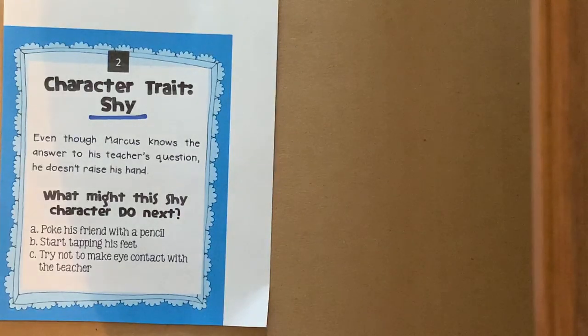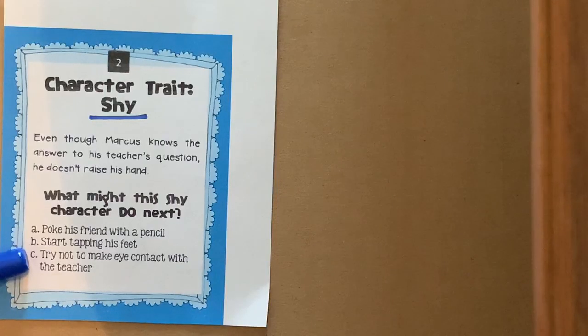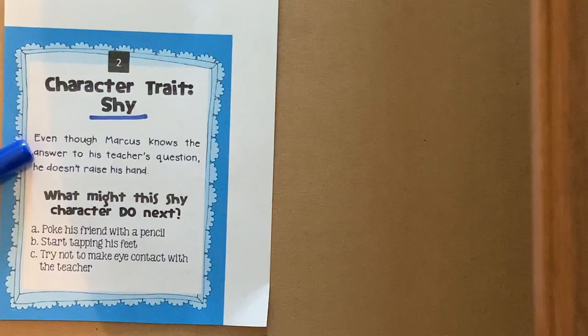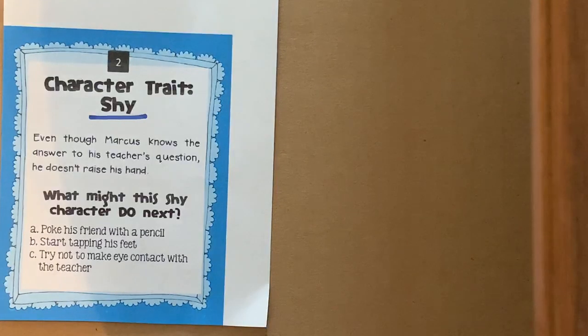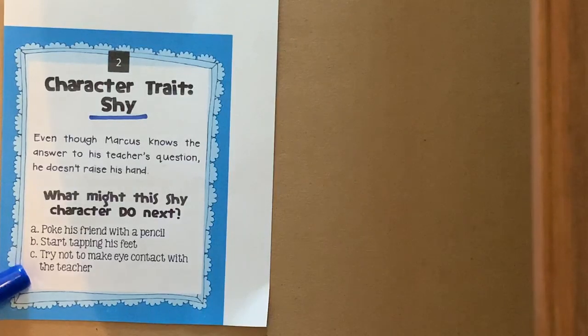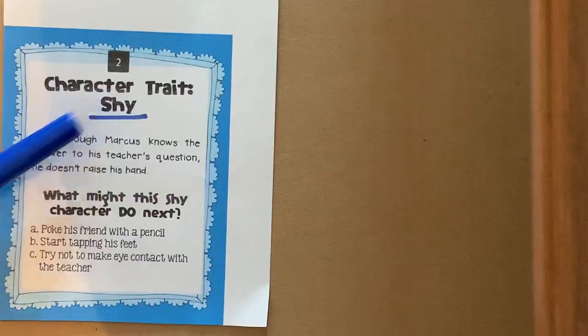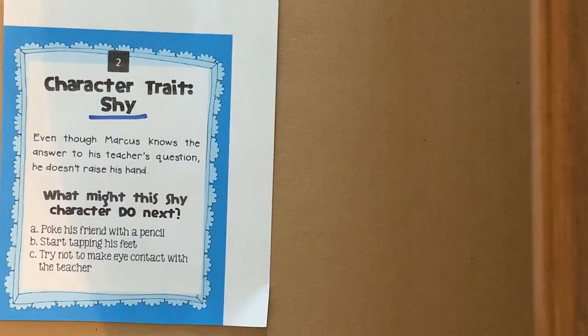So if you said C, you would be correct. It says, even though Marcus knows the answer to his teacher's question, he doesn't raise his hand. Next, he would probably try not to make eye contact with the teacher. Since he's all shy, he doesn't want the teacher to call on him. So he would try not to make eye contact with the teacher.